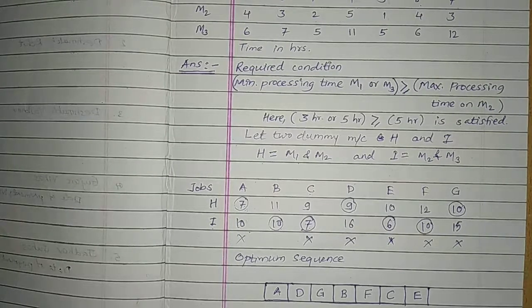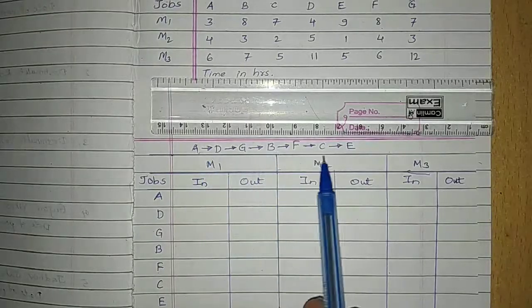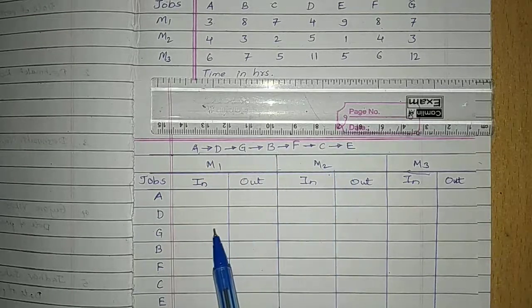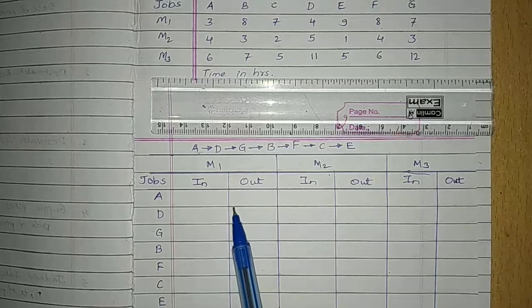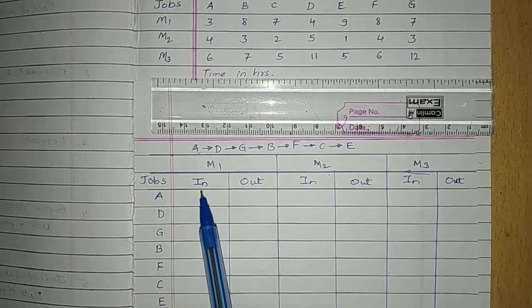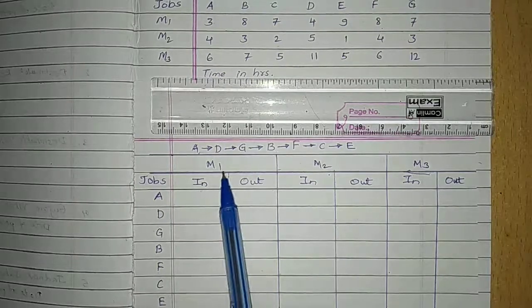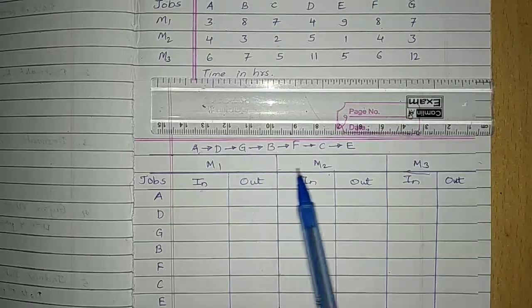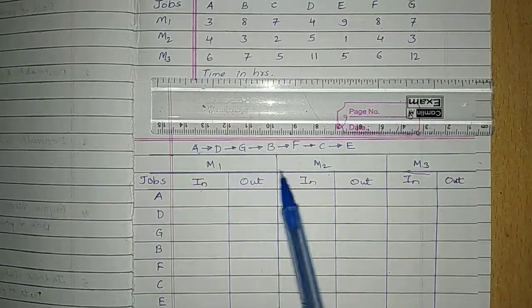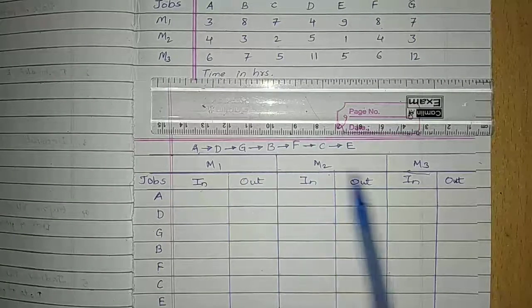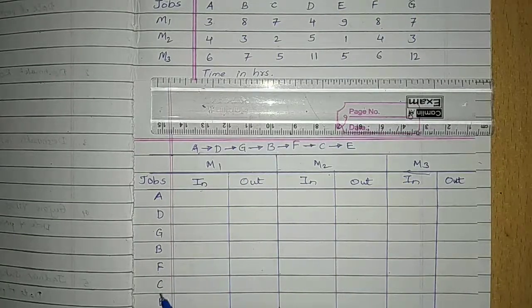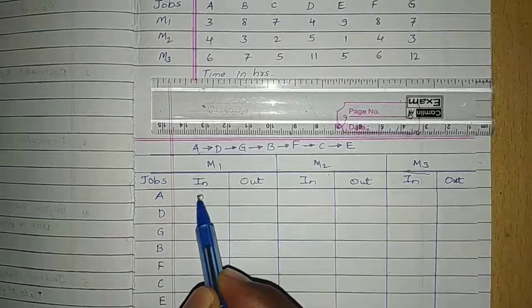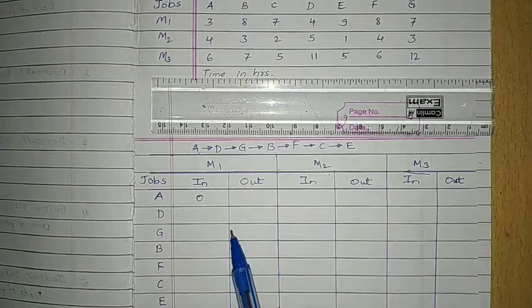Okay, I prepare here a table and write the machine names. So friends, this is our optimum sequence as we determined. Now let us find out the total elapsed time, and for each of the jobs let us find out the in and out times on each of the machines. So I prepared here a table. The table contains the sequence of machines M1, M2, M3 as well as the optimum sequence as per Johnson's rule. Now initially, always for the first job, the in time on the first machine is considered as 0 reference time.